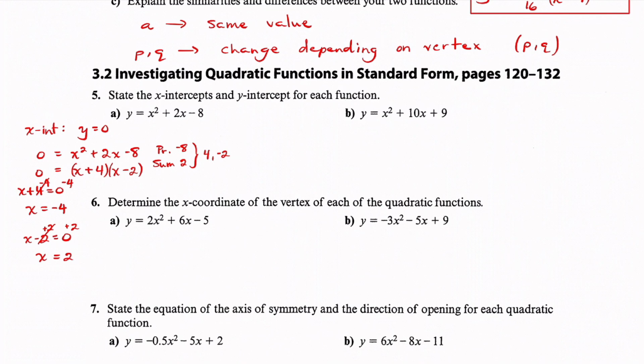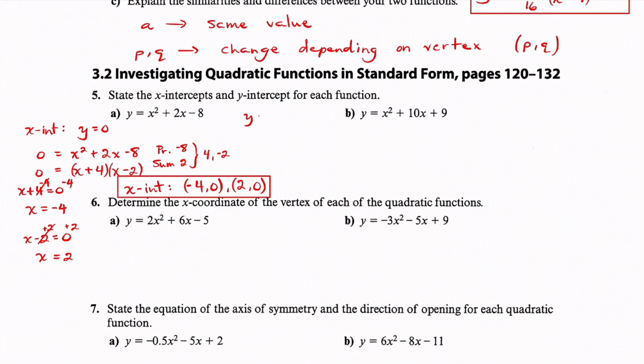So my x-intercepts, I'm just going to write up top, they're going to occur at negative 4 and 0, and 2 and 0. And that was again because the y is 0. So y has to be the 0 x's we just found.